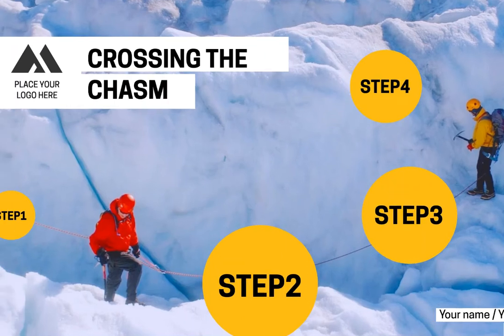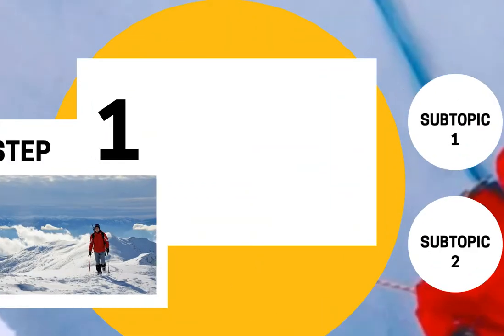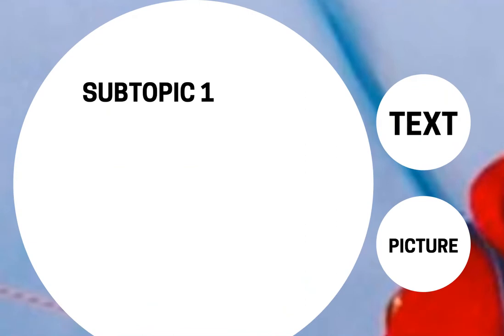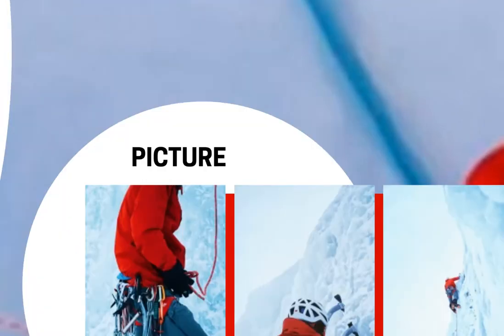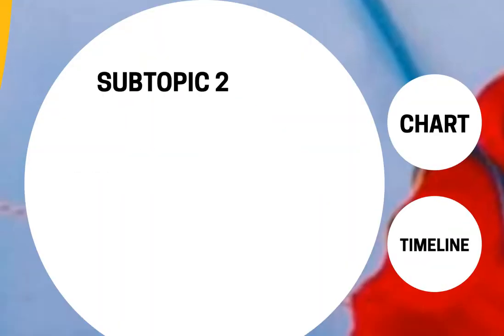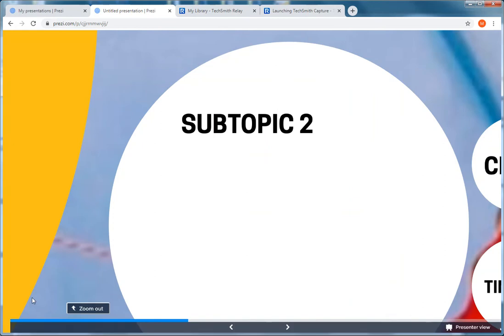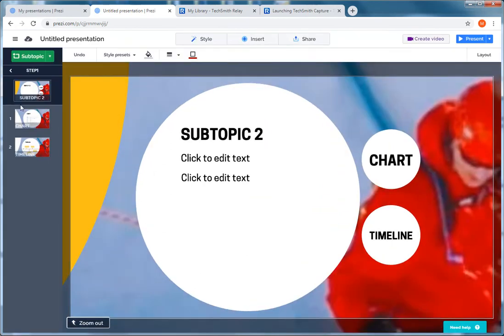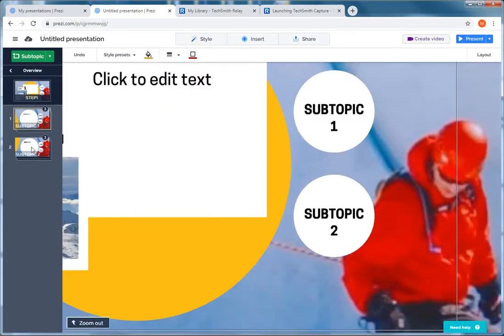But if I hit next, notice it takes me to step 1. If I hit next, it takes me to subtopic 1. I hit next, it takes me to text, picture, and now if I hit next, it takes me to subtopic 2. Okay, and then if I kept hitting next, it would take me the rest of the way out. Now I'm going to hit escape on the keyboard, and that takes me back out to my editing mode. All right, so here's what I wanted to show you with that.